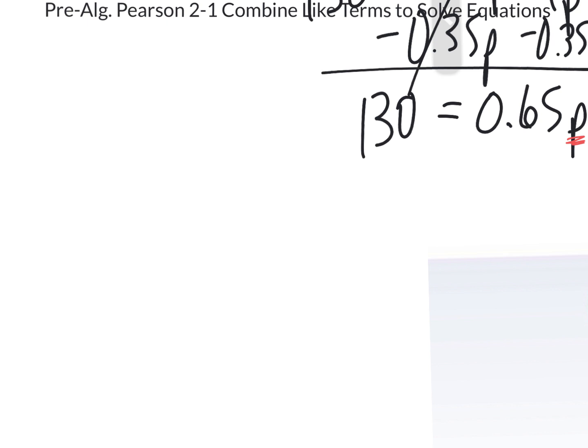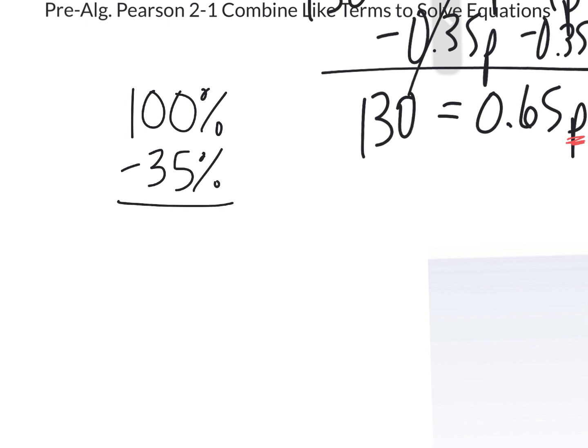Another way of thinking about this: if you're going to pay full price for something, the full price would be 100%. So in this example, it's 35% off. What we could do is subtract 35% from the 100% to figure out what percent we're going to pay. If you do 100% minus 35%, you'll get 65%. So that means we're going to pay 65% of the original price.